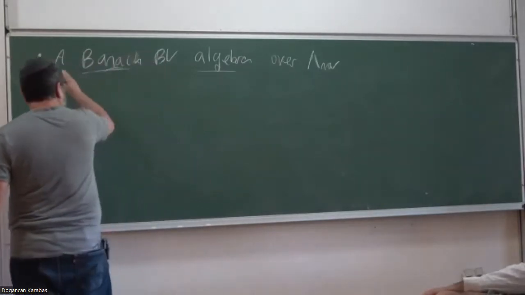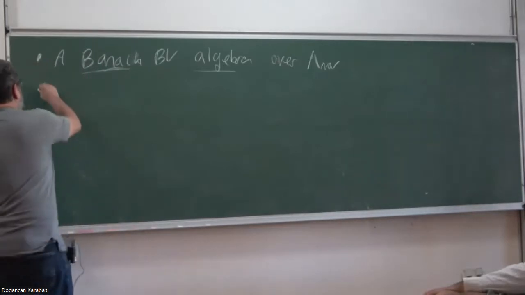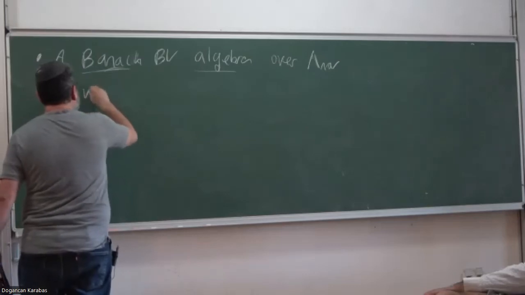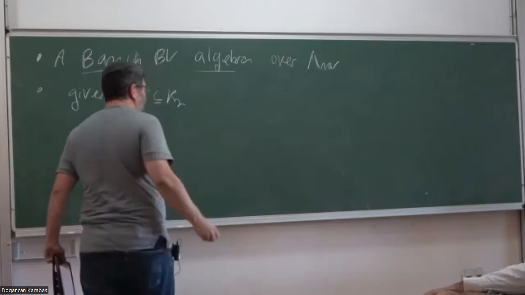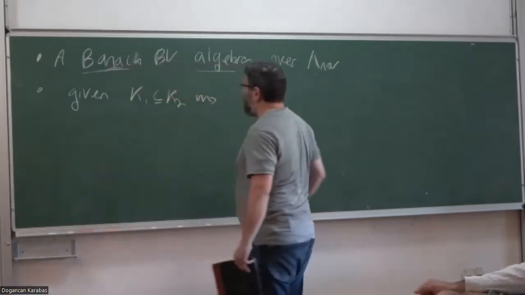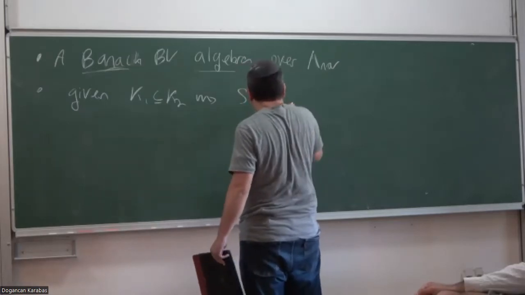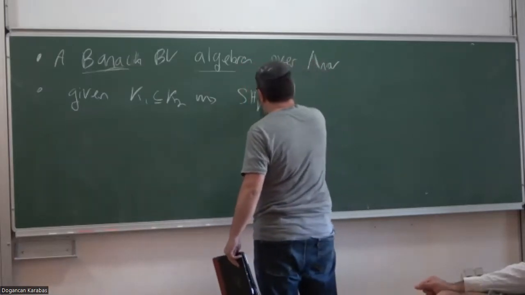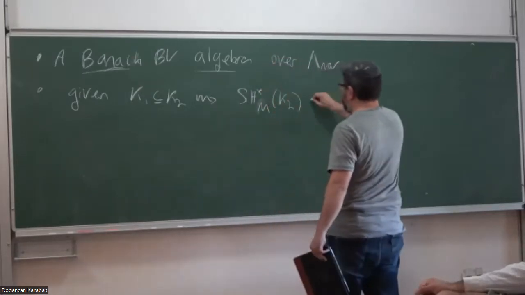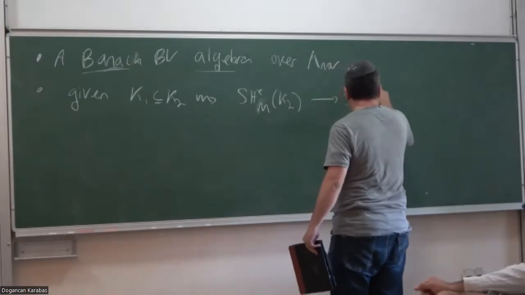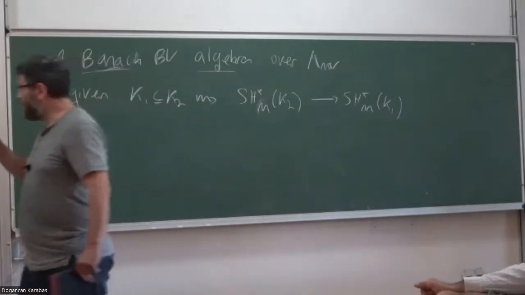So this is some kind of thing which we can associate to any compact set, and given an inclusion of compact sets, we have a morphism in the reverse direction. So we have a map of BV algebras from the bigger set to the smaller set. Okay, so that's something we can associate.